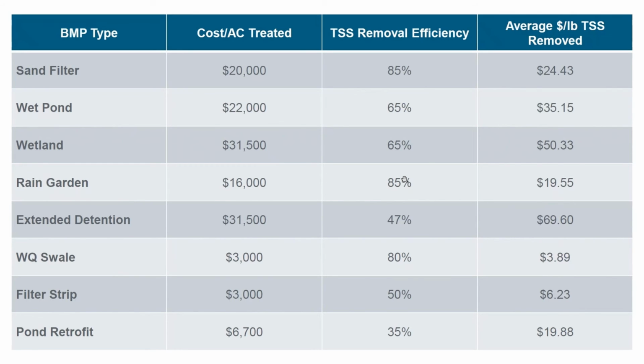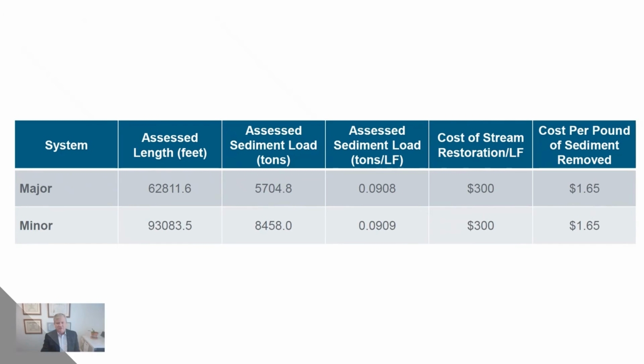So how does that compare if we were just to do stream restoration? Again, these are 2008 dollars. These have significantly gone up, but still everything would go up together. And you see, you can remove sediment for somewhere around $1.50 to $2 a pound at $300 a linear foot. So that's what they decided to do. They decided in 2008, we're going to go all in on stream restoration to protect the drinking water of 1.5 million people and keep this stream from getting on the TMDL list.